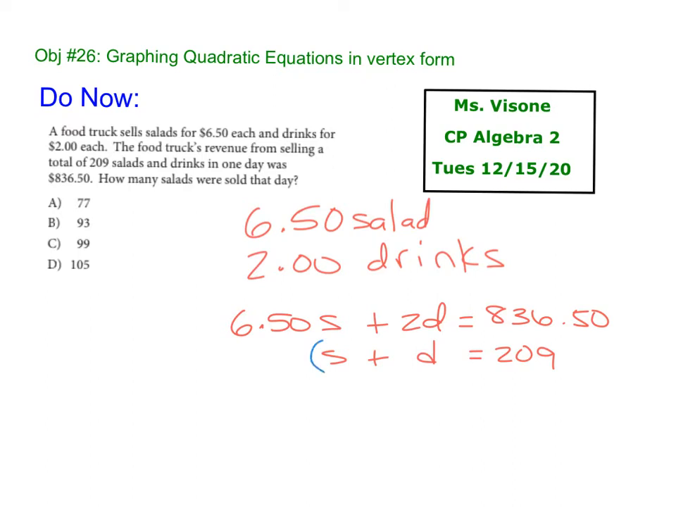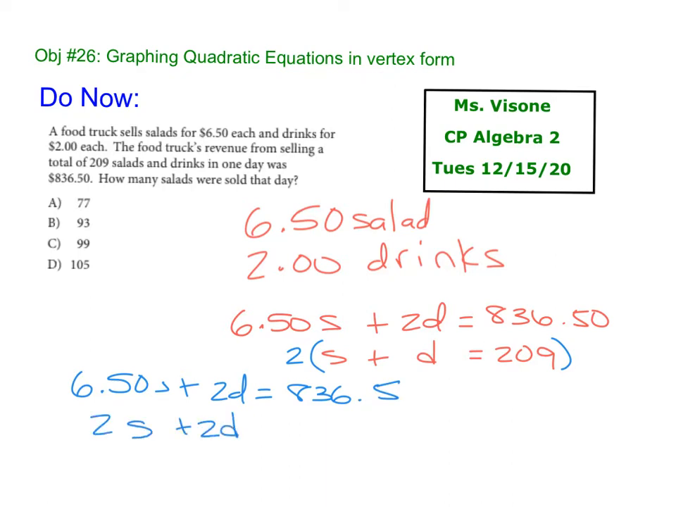What I'm gonna do is multiply the bottom one by 2. Because then we have our 6.50s plus 2d equals 836.5. And then under that, I'm going to write my 2s plus 2d equals 2 times 209, which is 418. And then I'm going to subtract, so that the d's, the drinks, cancel out. So I get 4.50s equals, what is that?